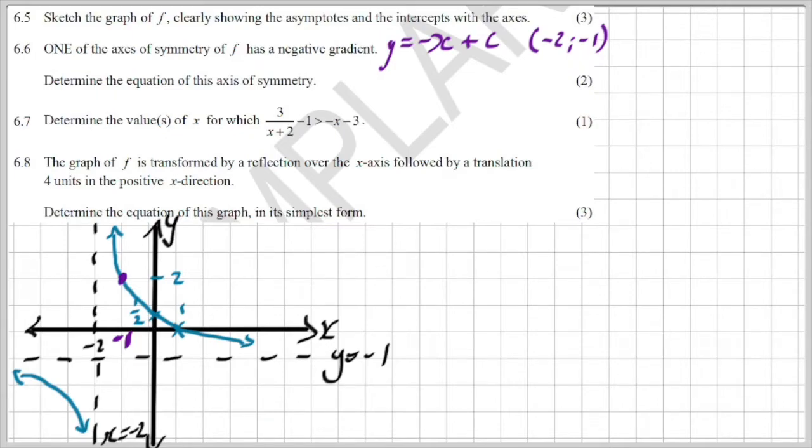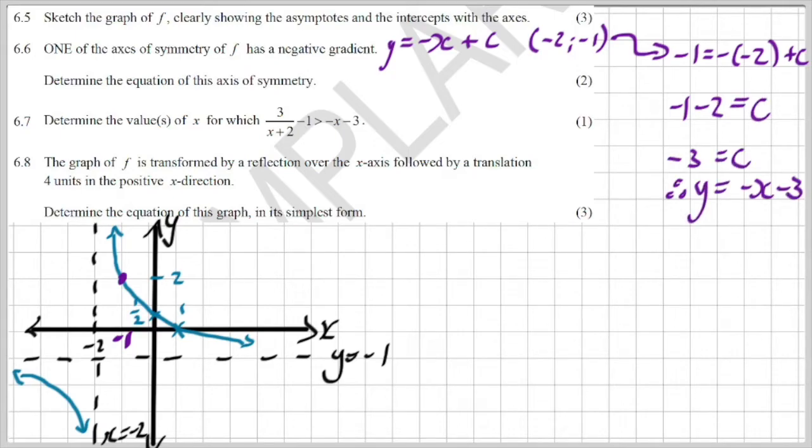And I can almost guarantee it, you're going to be asked this in the final exams, the June exams next year, the prelims, the finals. They love asking axes of symmetry with hyperbolas because it scores marks if you know it. So I'm just going to substitute that negative 2, negative 1 in. And now I'm just going to solve for C. So in other words, I have y equal to negative x minus 3.